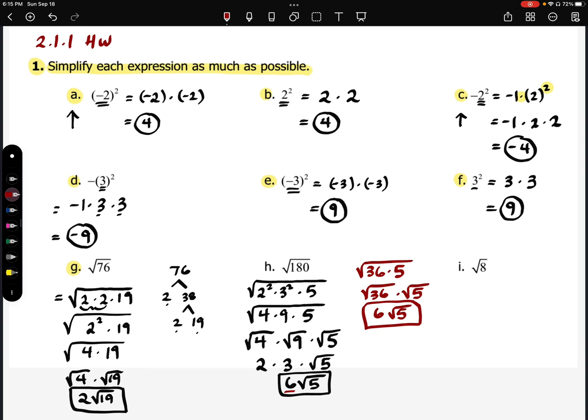And then we're on to the last one, letter I, right? We're just breaking down the square root of 8. Well, we know the square root of 8 is the same thing as 4 times 2, which is like the square root of 4 times the square root of 2. We know the square root of 4 is the same thing as 2, so we get 2 times the square root of 2. And that is the answer.